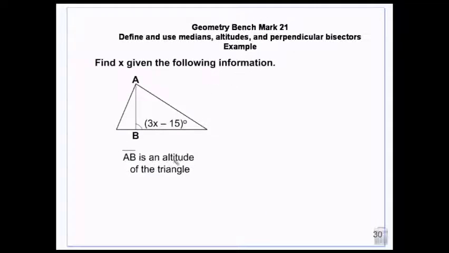If I know something is an altitude, this angle AB, which is 3x minus 15, is an altitude. Altitudes are perpendicular. Perpendicular is 90 degrees. So that means it's going to equal 90 degrees. So I can add 15 to both sides. So I get 3x equals 105. Divide by 3. X will give you 35.